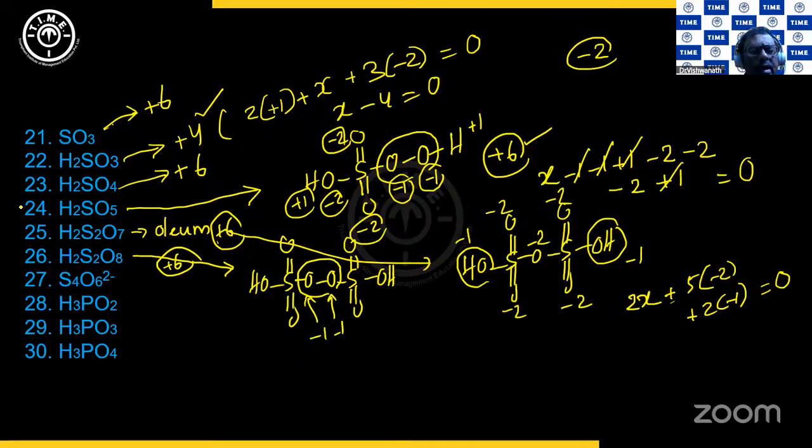So 24 is called peroxo monosulfuric acid, and 26 is called peroxo disulfuric acid. Peroxo monosulfuric acid is also called the Caro's acid. And H2S2O8, that is peroxo disulfuric acid, is called the Marshall's acid.